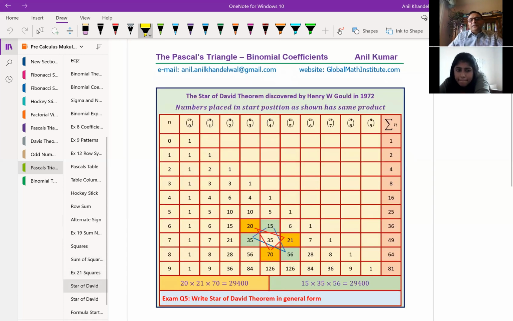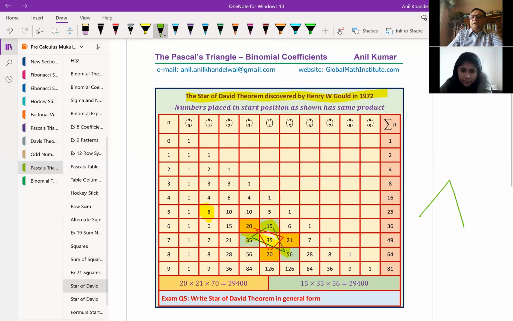Now, to end this lesson, I'm also sharing with you one more very important pattern which has been recently discovered. This is called the Star of David theorem, discovered by Henry W. Gould in 1972, so recent. The pattern seen was that if you pick any particular element anywhere, let's say we have an element 5 here, in that case, you can form a star with 3. One triangle like this and the other triangle like this, correct?